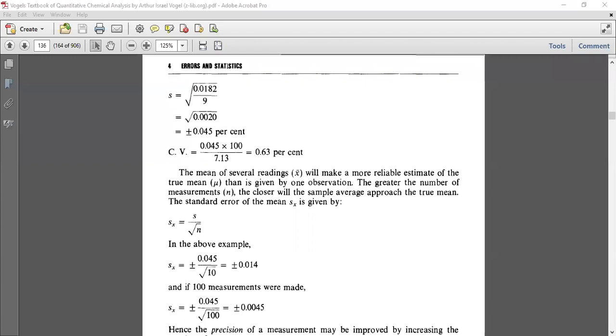Screen is the same. Huh? It's not changing. Sir, the screen is not changing. You are getting the screen now?